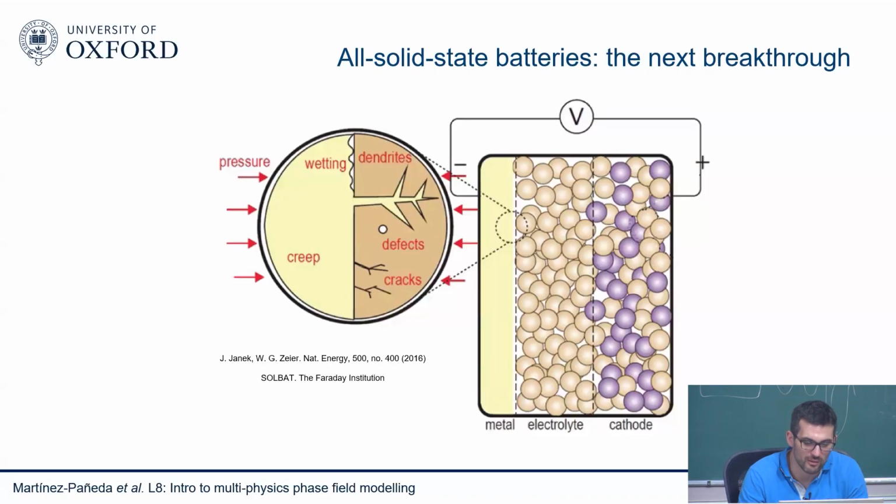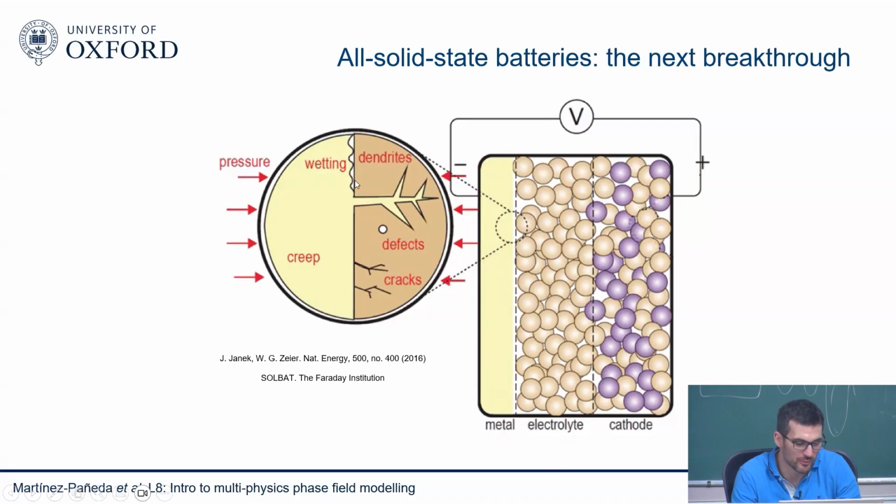The reason we're being held back is mechanics and materials problems that arise at the interface between the lithium metal and the solid electrolyte. And you can see some of them here. You have some wetting issues, you have some cracks, you have defects. But more importantly, you have these dendrites.